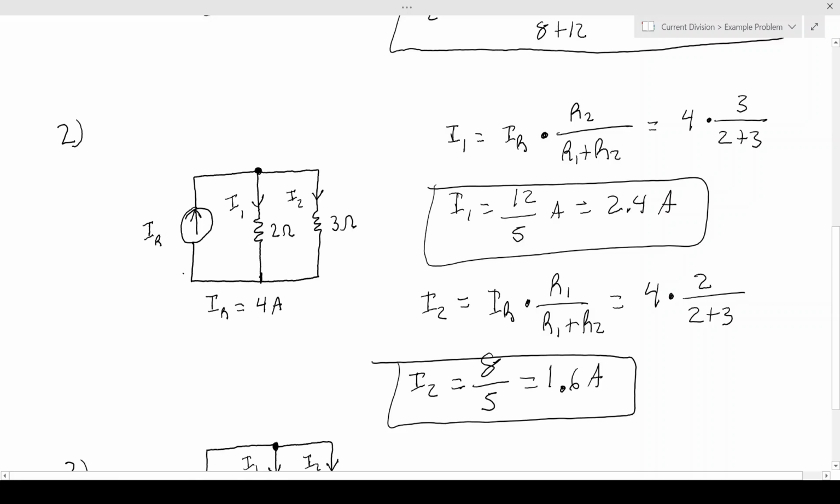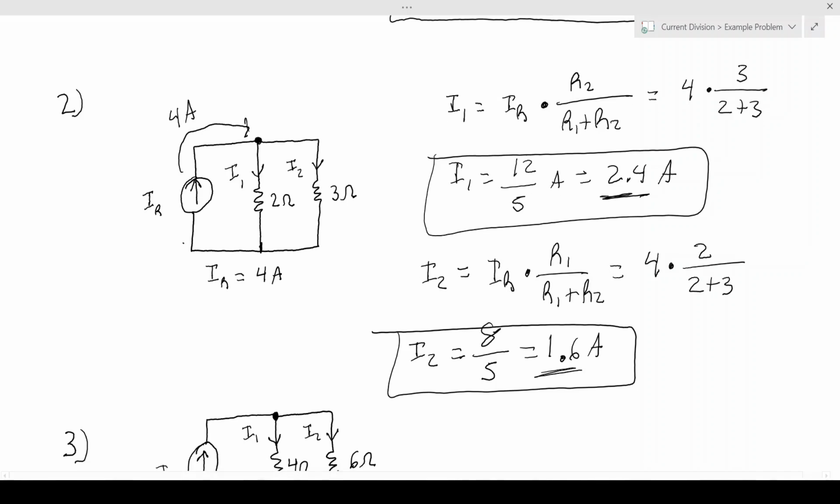Let's see if this makes sense. We know that the current going into the node is 4 amps. And the current coming out of the node is I1 and I2. Do I1 and I2 sum up to 4 amps? So 2.4 plus 1.6 does equal 4 amps. So yes, it makes sense, and we verified that this is the correct answer.